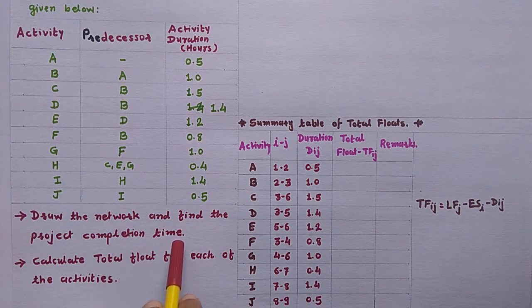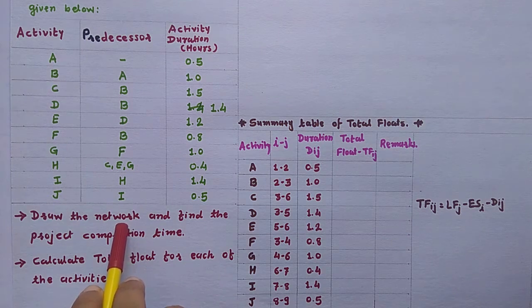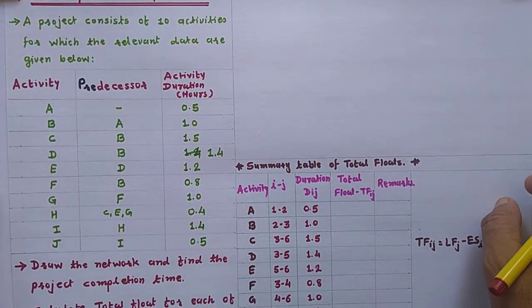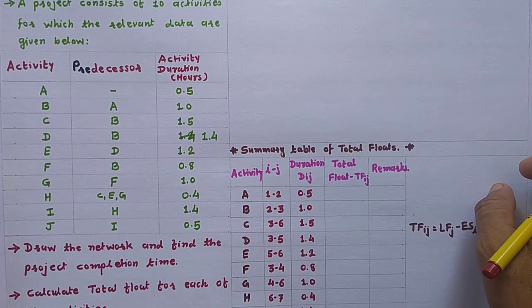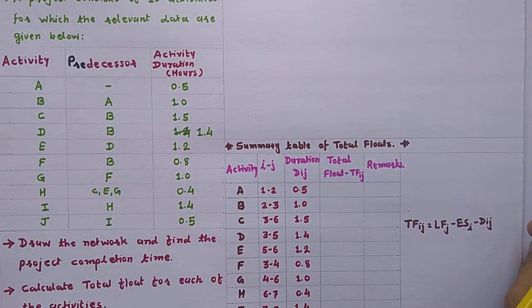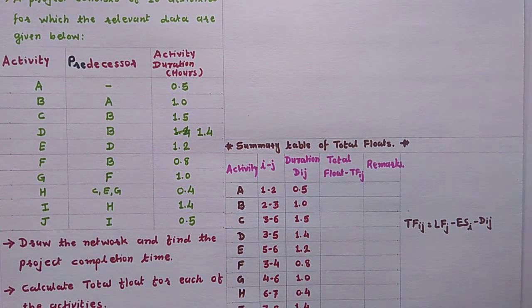the project completion time. So you have to construct a network diagram and find out the project completion time, as well as the total float for each activity. So first of all we'll construct a network diagram. So here activities are there.